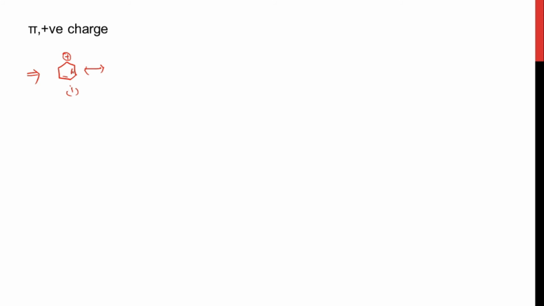And to form the second resonating structure, this particular pi bond is moving towards this side. Now there is a new pi bond here, and there is the previous pi bond. Now the electrons have moved from this particular area, so the electron deficiency will be on this particular carbon. So we are going to write the positive charge on this. This is our second resonating structure.